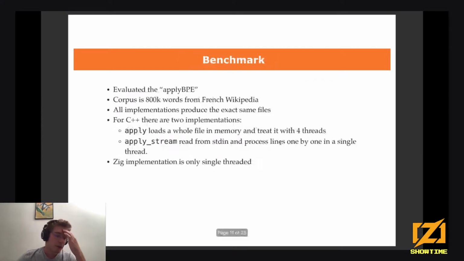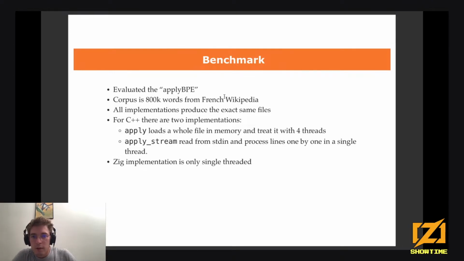Okay, so now moving on to the benchmark. I only evaluated the parts that apply. For byte pair encoding, I didn't evaluate the part that trains. I did some benchmark about the training too. It was similar, the two implementations are pretty close together. So I'm just going to focus on the apply parts.